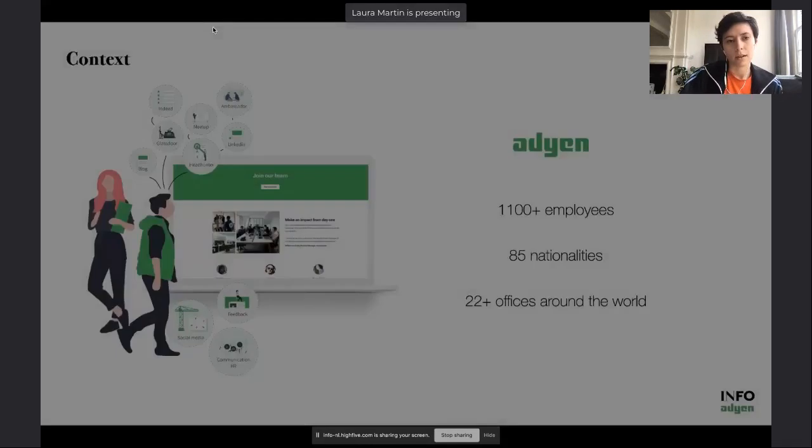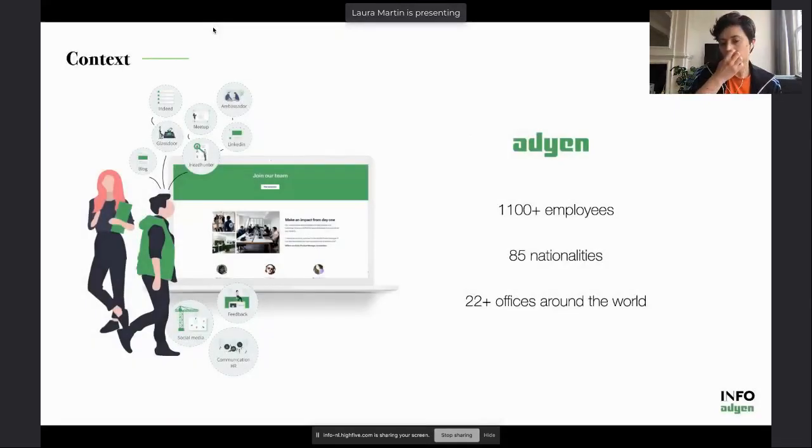So, as Sebastian already mentioned, I think it's interesting to know the context of this challenge for Adyen, but also in a global perspective, because it really helps to understand why we chose this approach and how we tackled this challenge. Sebastian already mentioned that Adyen has grown so fast, and to give you some numbers, right now they have over 1,000 employees with more than 85 nationalities, and they have offices in more than 22 different locations around the world.